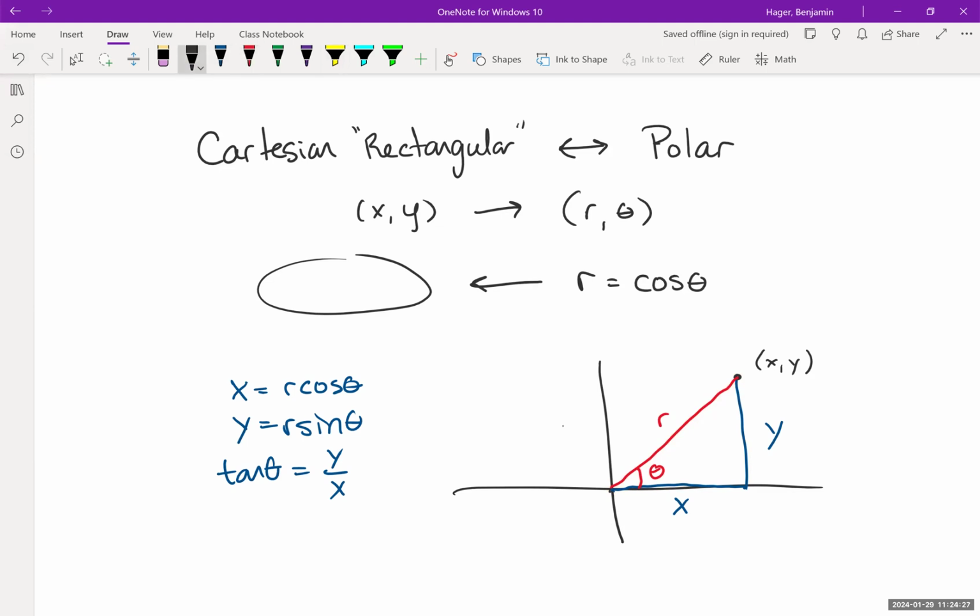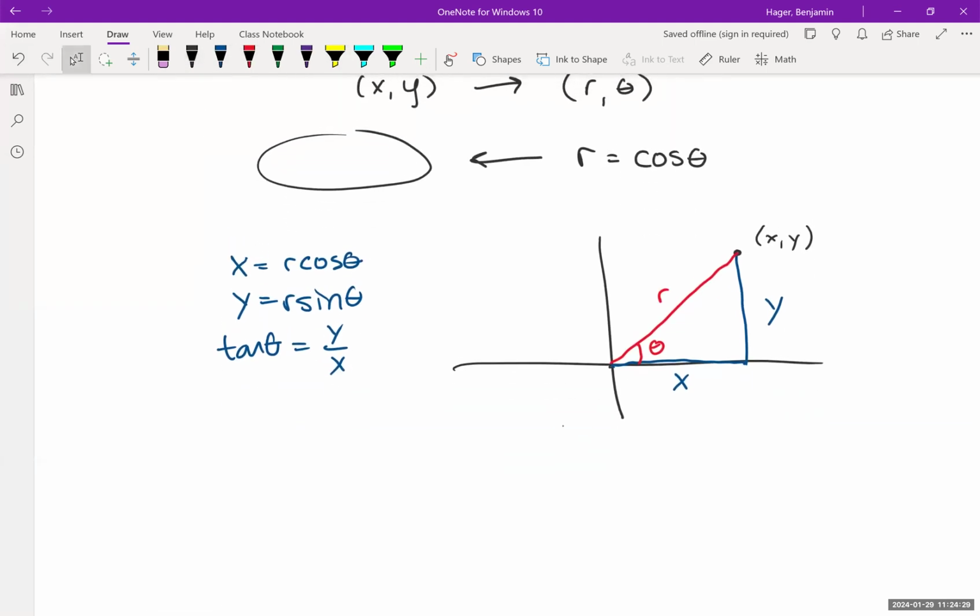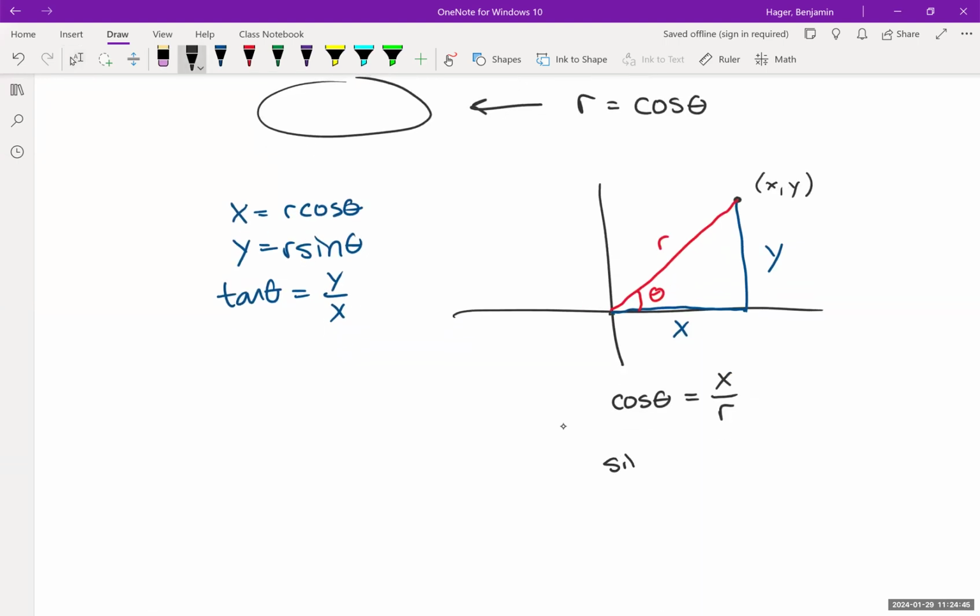So from this picture, if I just want to rely on good old SOHCAHTOA, I could see that if I were to take cosine of angle theta, it would be adjacent over hypotenuse, which is exactly the point definition of the trig functions, which you probably have seen. Similarly, sine of theta is y over r, the opposite over hypotenuse. And tangent of theta is y over x, opposite over adjacent.